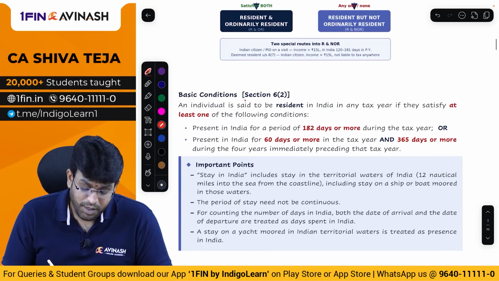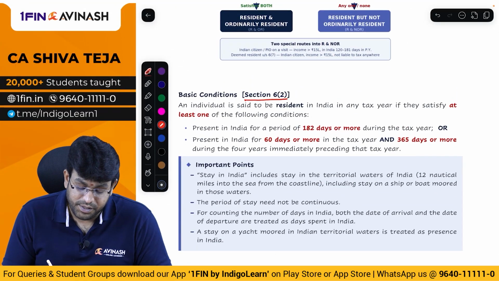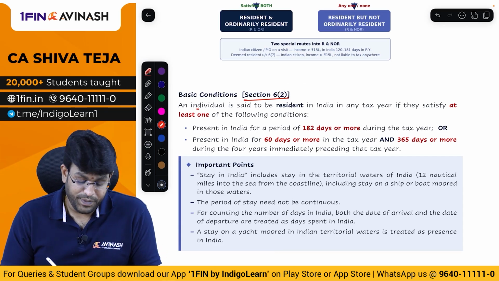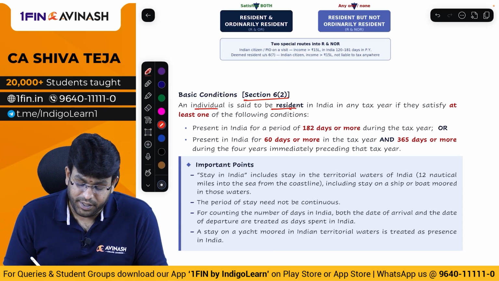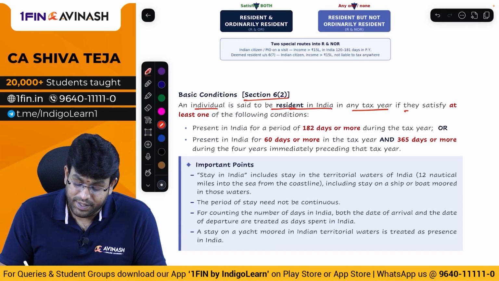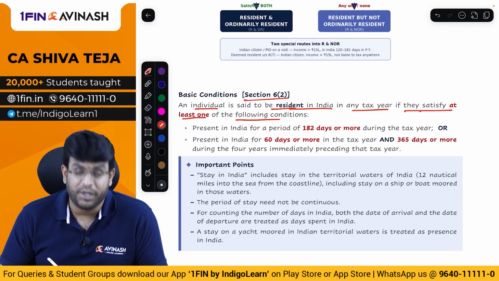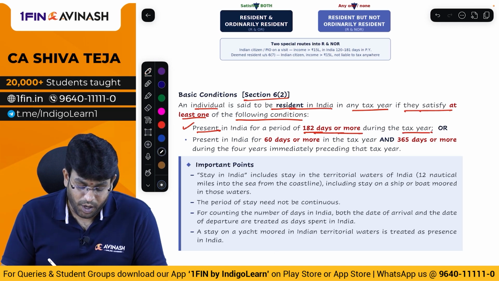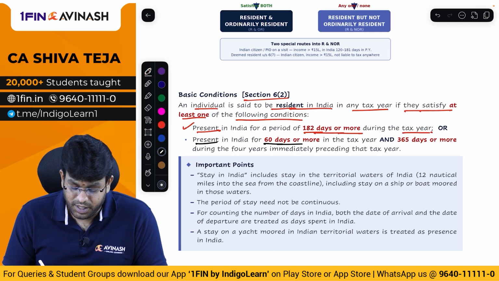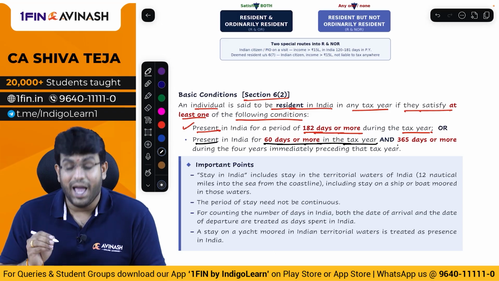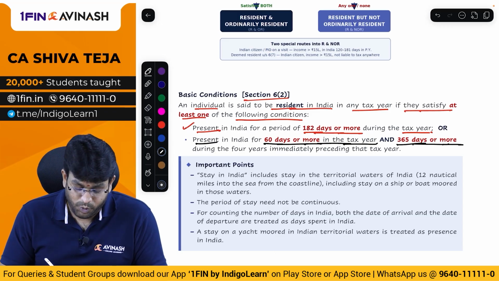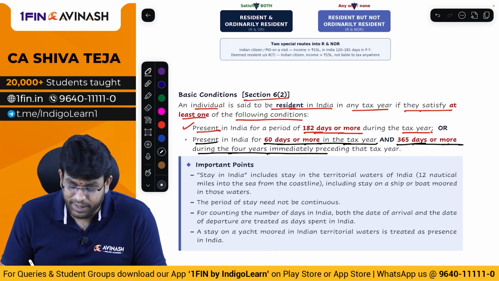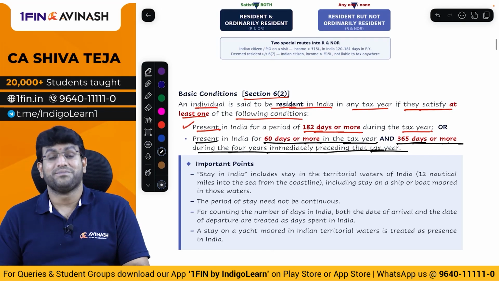So moving forward, basic condition. Which section, friends? Section 6.2. An individual is said to be resident in India in any tax year if they satisfy at least one of the following conditions. Number 1. He is present in India for a period of 182 days or more during the tax year, or present in India for 60 days or more in the tax year, and 365 days or more during the 4 years immediately preceding that tax year.